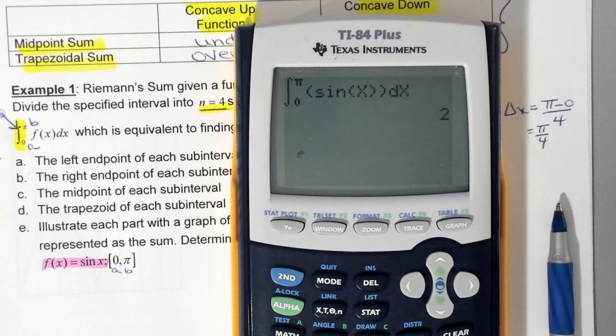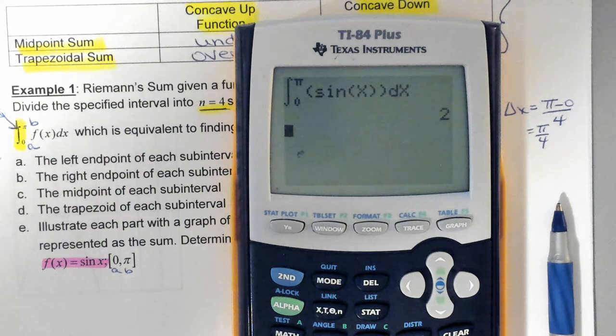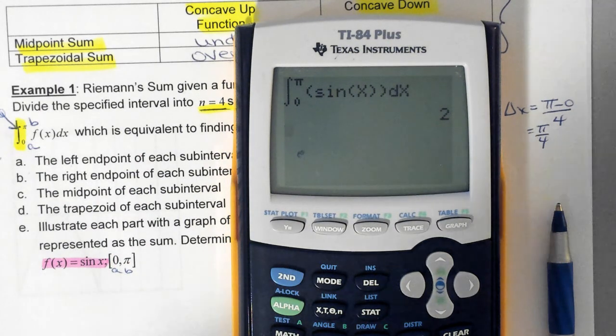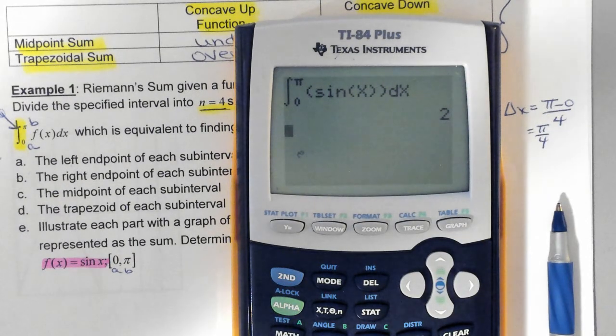So the true area under the curve, think about a sine curve. From 0 to pi, what does the sine curve look like? It looks similar to a what? A parabola, but more specifically, what kind of parabola?